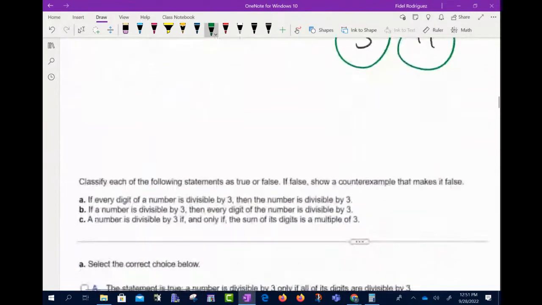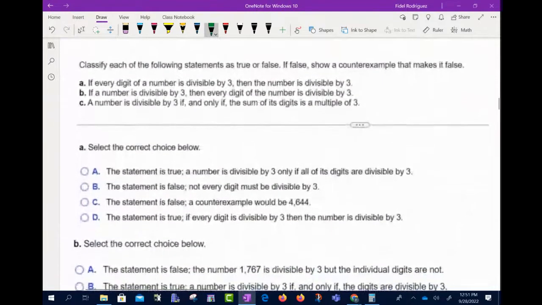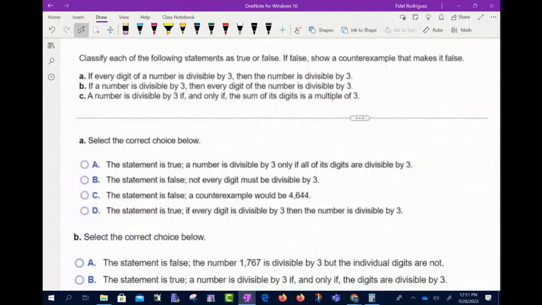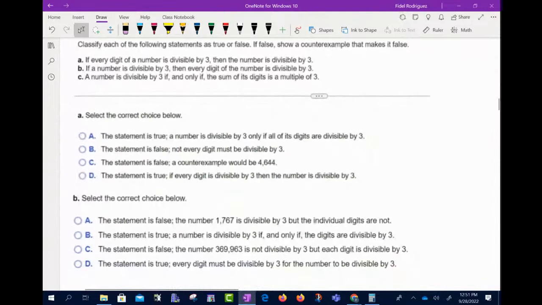All righty. Let me kind of keep moving along here and see if we can't figure out what's happening. Okay, so part A says if every digit of a number is divisible by 3, then the number itself is divisible by 3. So y'all, I want you to remember the rule for how I can check to see if a number is divisible by 3. If I add up all the digits and that number can be divided by 3, then the whole thing can be divided by 3.